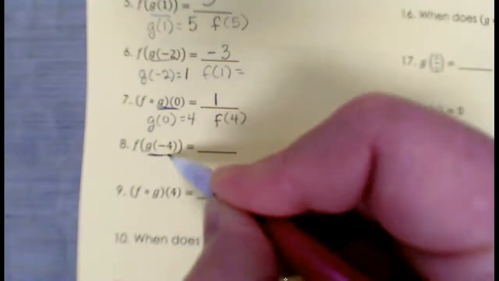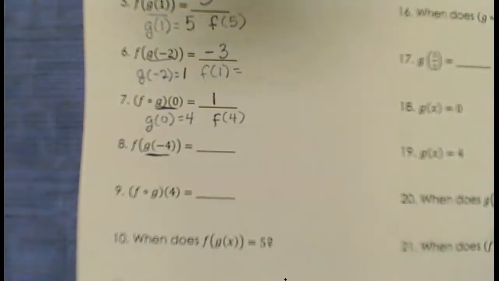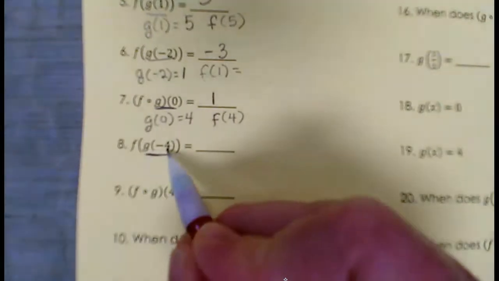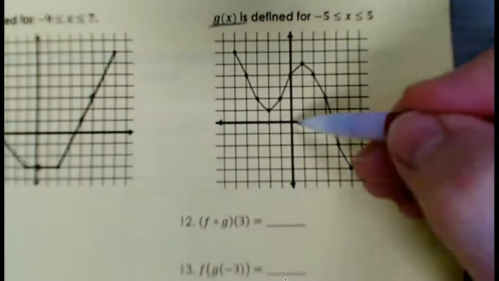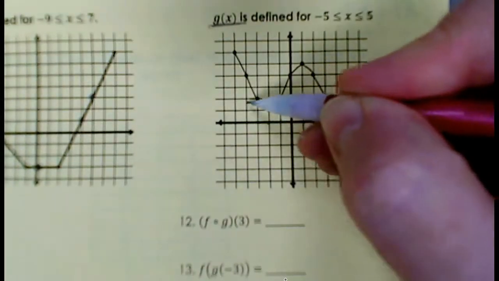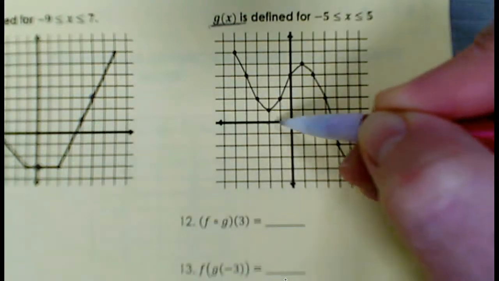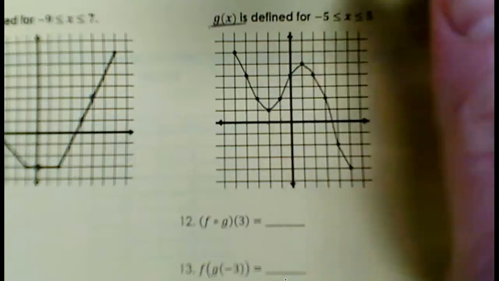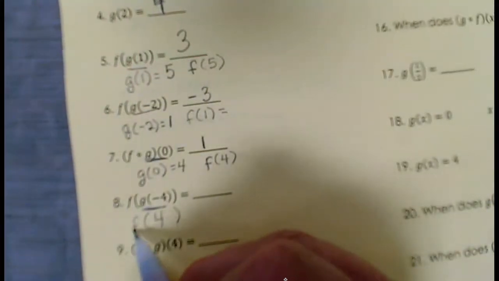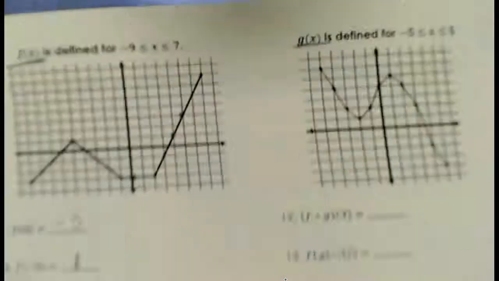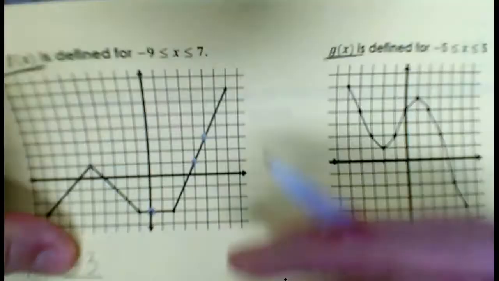This tells me where to start. Go to the function called g. 1, 2, 3, 4, 1, 2, 3, 4. G of -4 equals +4. Take that +4 and put it in the function called f. 1, 2, 3, 4, 4 and 1.